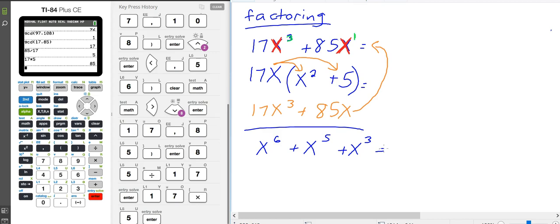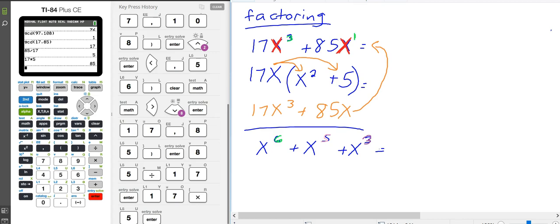Can we pull out variables? And we can. What is the greatest variable that we can pull out? Can we pull out x? Yes, we can. Because the first term is x to the 6th, if we pull out an x, we'll still have x to the 5th left. The second term is x to the 5th. If we pull out an x, we'll still have x to the 4th left. The last term is x to the 3rd. If we pull out an x, we'll still have x squared left. So can we pull out two x's? And we can. If we pull out two x's from the first term, we'll be left with x to the 4th.